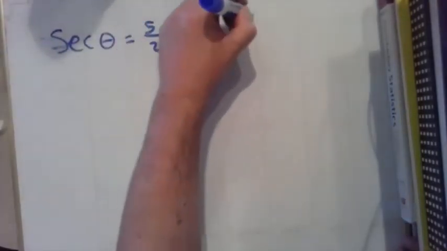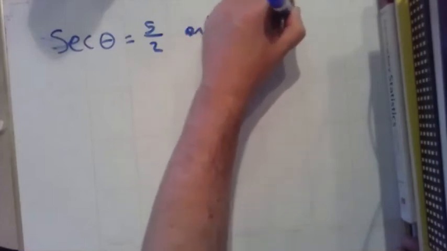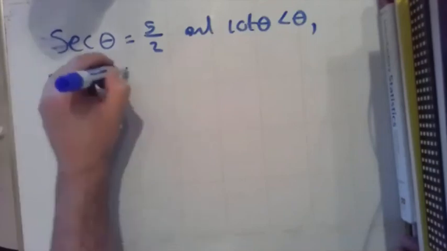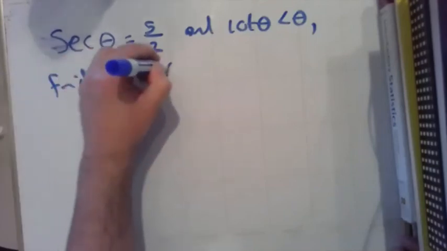Okay, let's do one more. Let's get interesting. Let's say secant of theta is 5/2, and cotangent of theta is negative. Let's find sine of 2 theta.